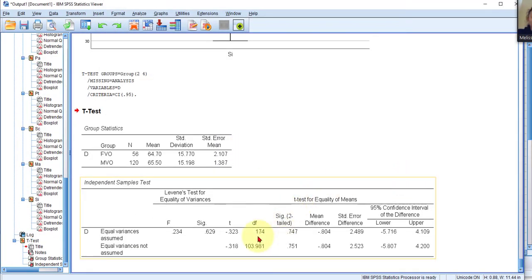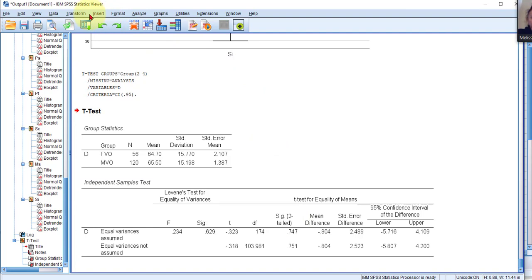And again, there is no significant difference. So we're going to divide this 2-tailed by 2. So yours is going to be about 0.37, which is still way above 0.05, so there's no significant difference. And again, I'll fix this when I transfer it to a Microsoft Word document.